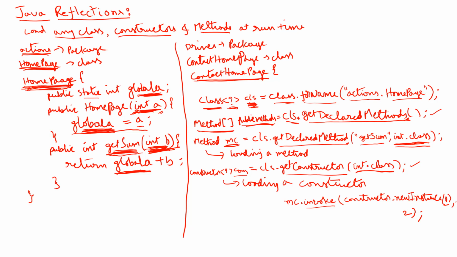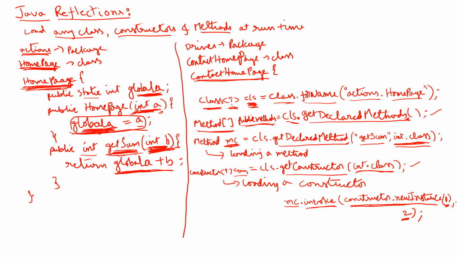So I am using the invoke method here. I have created this method object here, mc.invoke. First I have to call this constructor by passing this variable, because we are setting this globalA value here. So I am calling constructor.newInstance of 1. That means I am passing the variable 1 here, and then for the actual method I am passing the variable here. So this variable 2 will be set to int b. So first this constructor will be called by passing this variable 1, and globalA becomes 1, and then this method will be invoked by passing this variable 2. So b value will become 2, and return globalA plus b will be returned. That means 1 plus 2 will be returned.